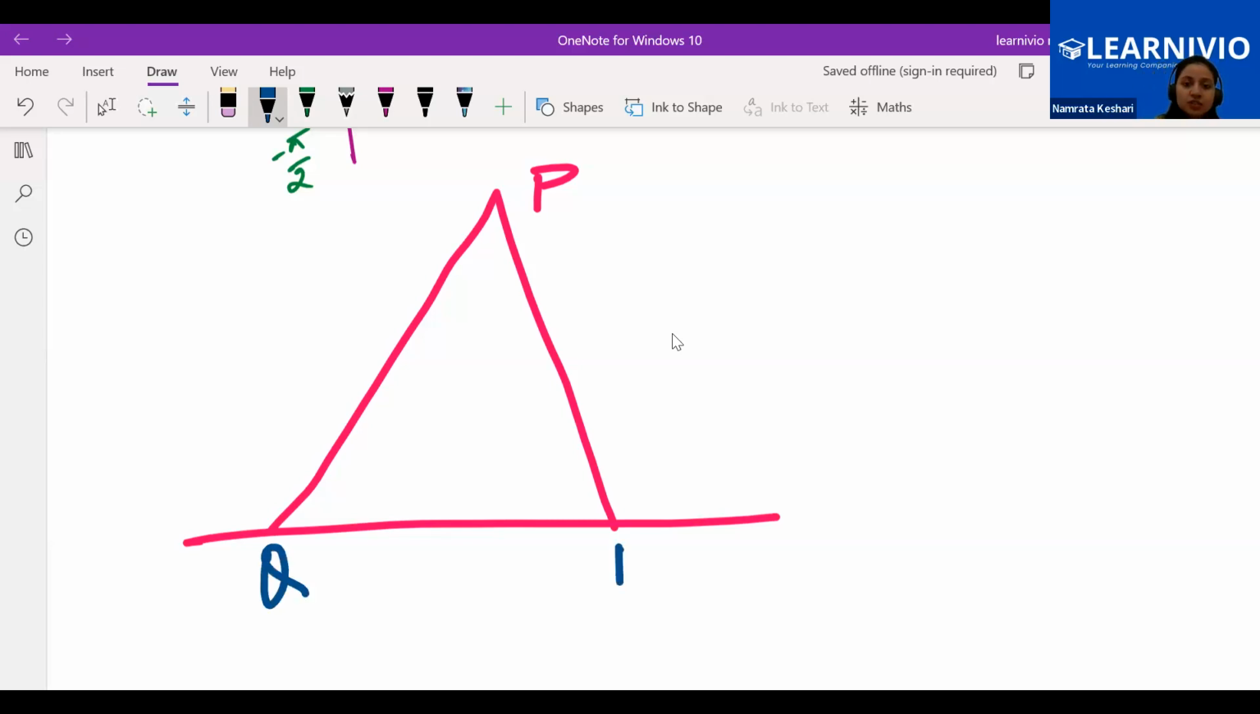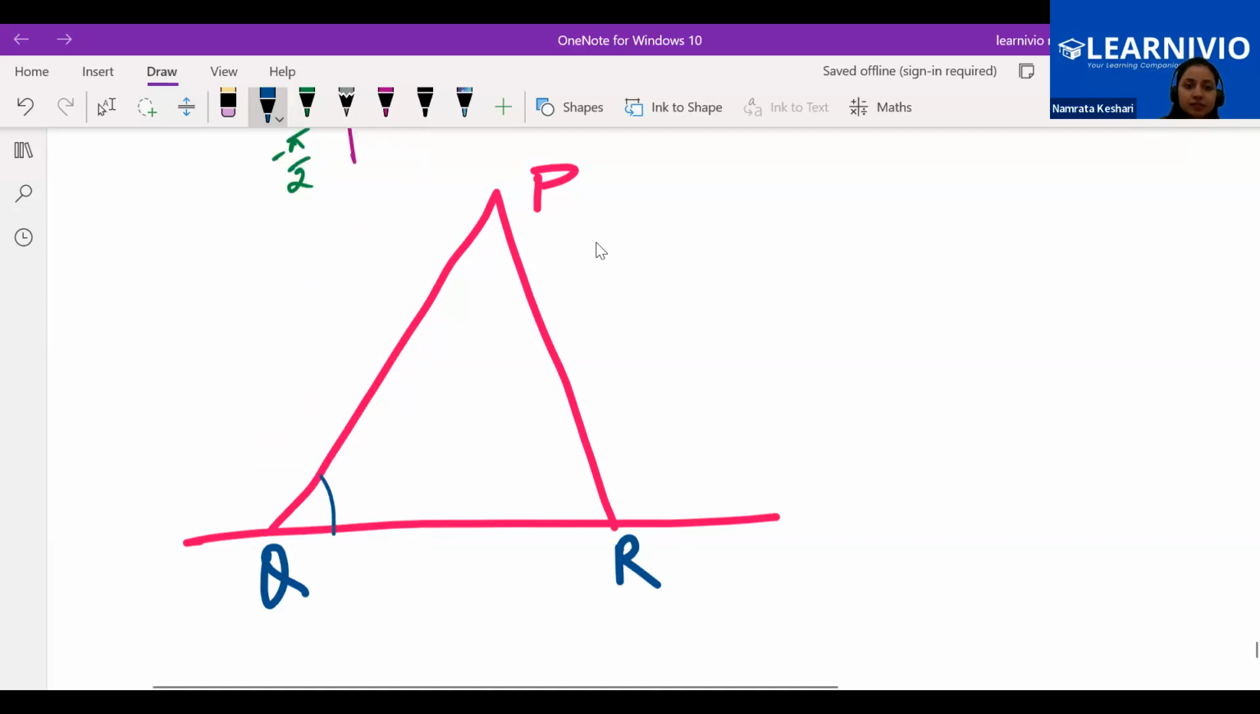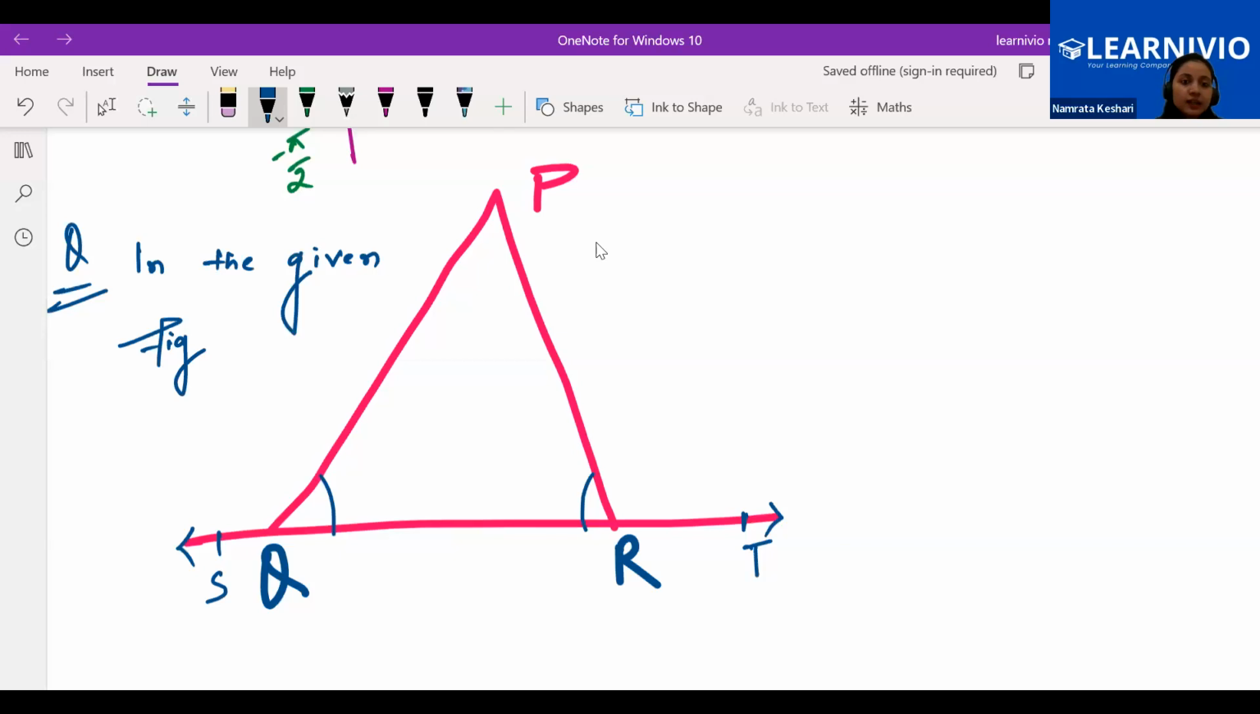This is P, this is Q, this is R. This angle is mentioned over here. This is S and this is T. The straight line ST is there. I'm writing everything according to the question. It says that in the given figure, angle PQR is equal to angle PRQ. Then prove that angle PQS is equal to angle PRT.